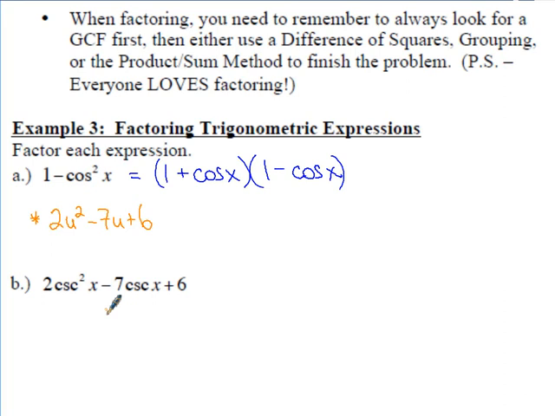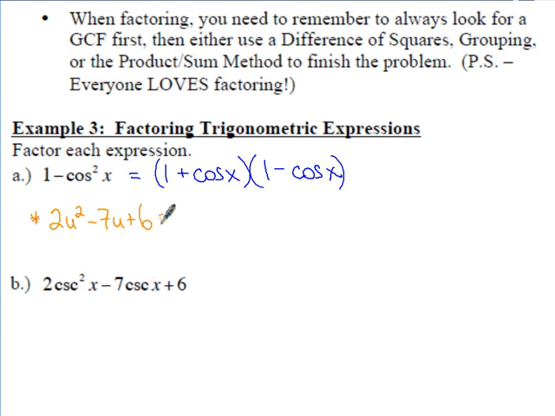What may help you is to rewrite it, as long as these are the same functions. If this was a cosecant and that was a cotangent, you can't make these both u's. But if these are the same functions, then you can rewrite it into something more easily recognizable, and then you can factor this. You may factor a couple different ways. I'm going to factor it here with guess and check.